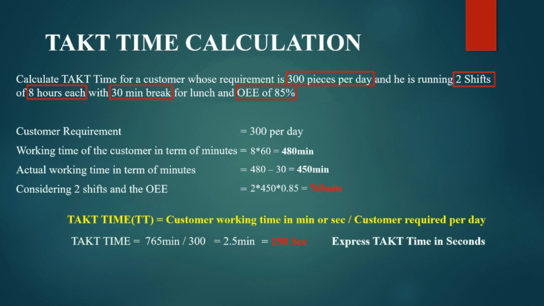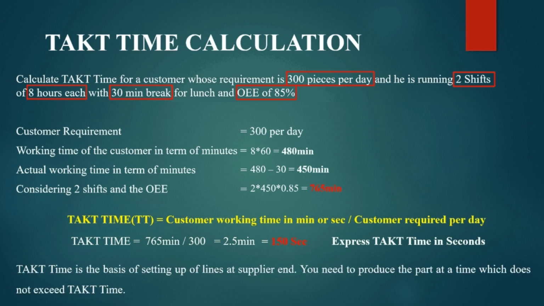As said, always express takt time in seconds. Only if the takt time exceeds say 5 or 6 minutes, then you can express it in minutes. But if it's less than 5 minutes, always try to maintain it in seconds. The takt time is the basis of setting up lines at the supplier end. If you are a supplier, takt time is the baseline. You need to supply the products considering the takt time.